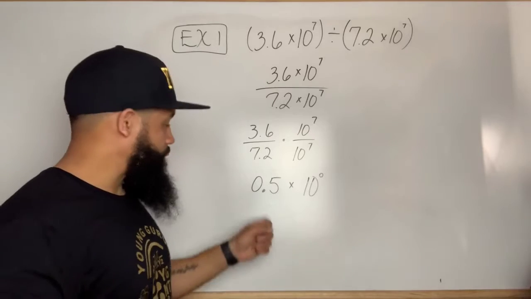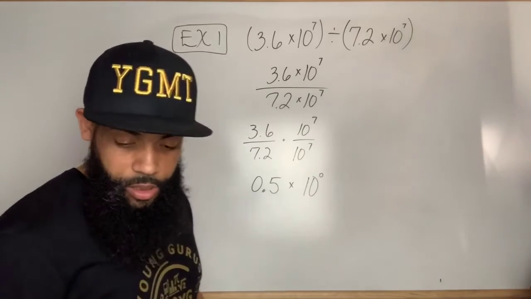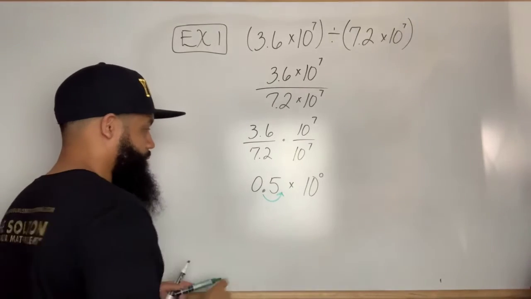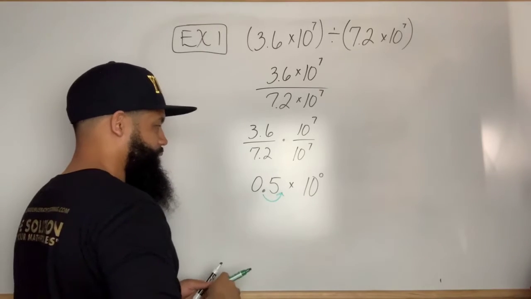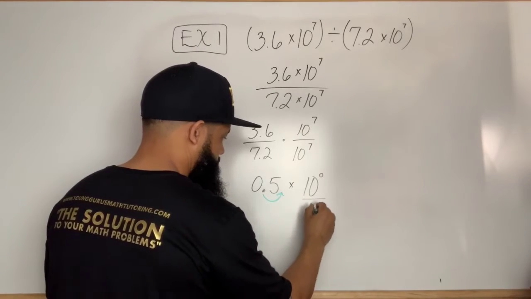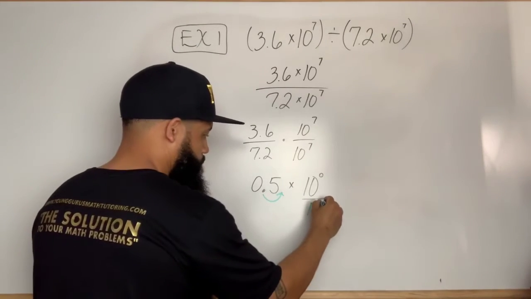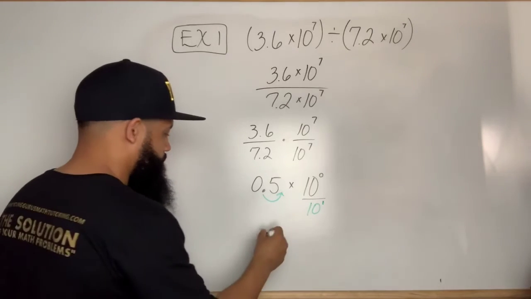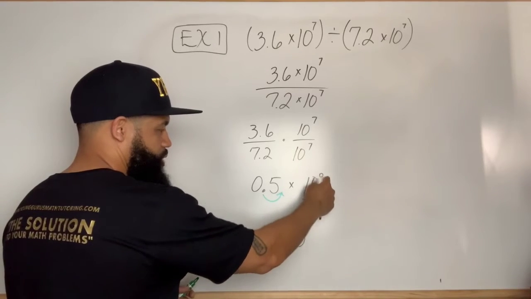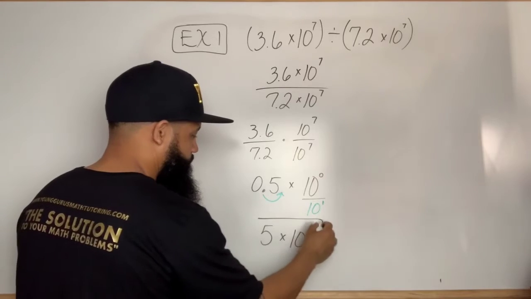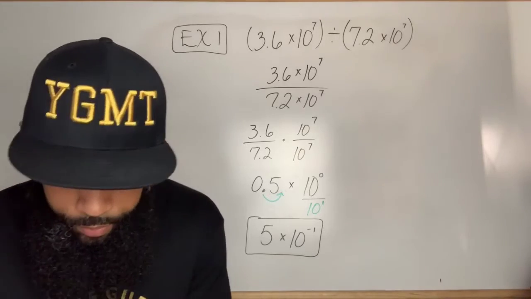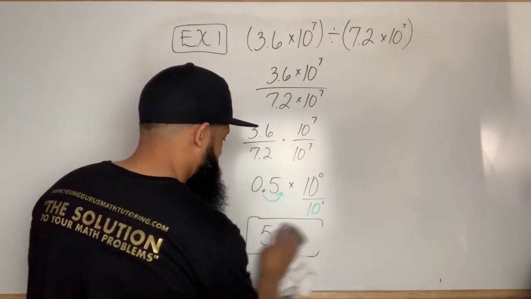But this is not scientific notation because this number needs to be between 1 and 10. So in order to make that between 1 and 10, I'm going to actually multiply it by 10. Well, if I multiply this by 10, then I need to actually divide this by 10. And that's 10 to the 1 power, same thing. So this is going to give me 5 times 10 to the, I need to subtract the exponents again. 0 minus 1 is negative 1. 5 times 10 to the negative 1 power. And that's your answer. So that's example 1.